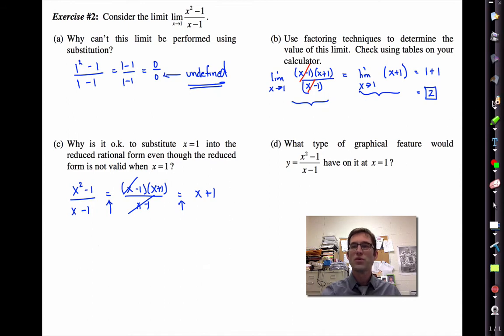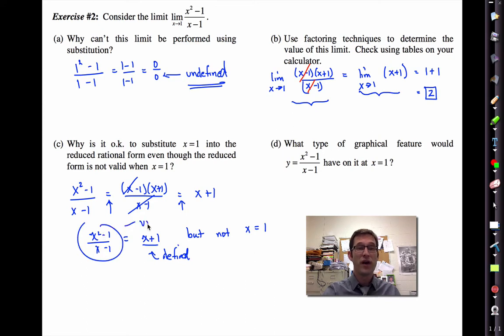So in other words, what we're saying here is that (x squared minus 1) divided by (x minus 1) is equal to x plus 1. And that is, in the strictest sense, not true. They are equal for every value of x, but not x equals 1. Because clearly this expression is defined at x equals 1, whereas this expression is undefined at x equals 1. And that's important.